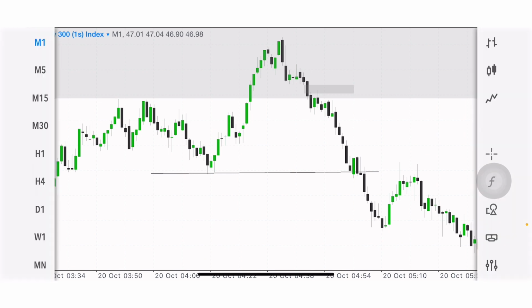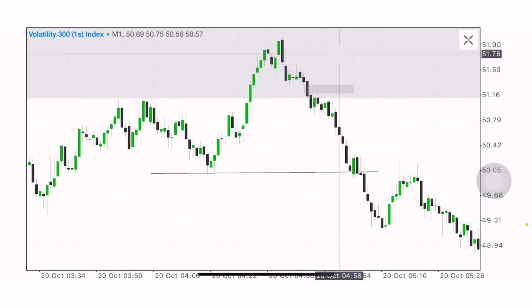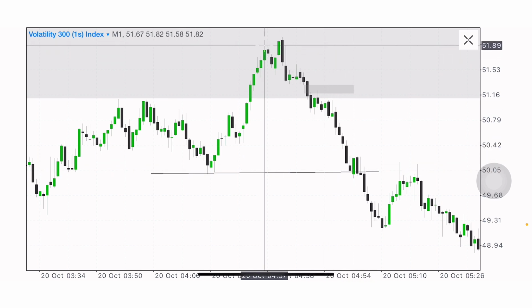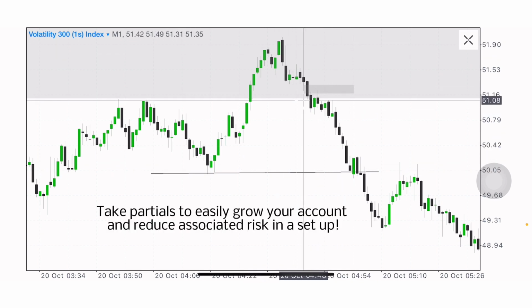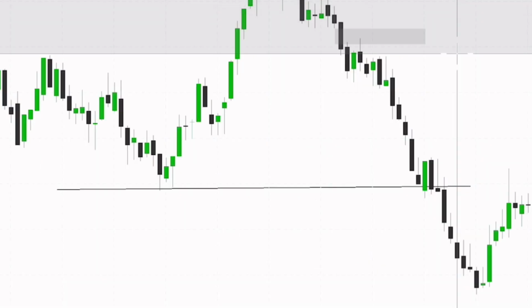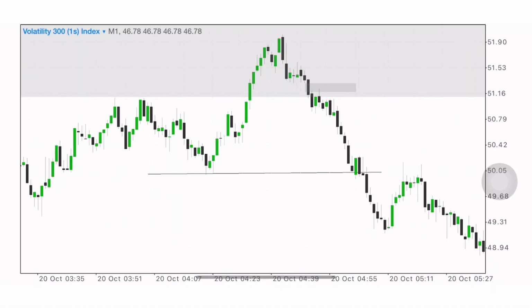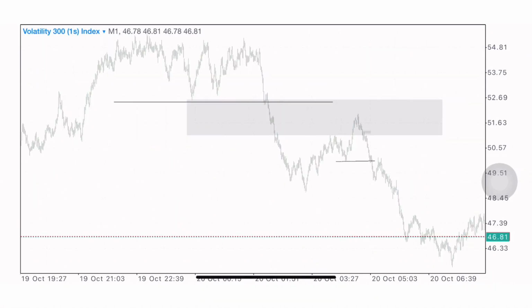So once you do this, make sure you take your partials. Yeah, take your partials. Once you get your fill, take your partials here, and you can set the trade to break even, or just leave it since you've taken out your partials. So let's say maybe you took out 50% or 80% or something. You still have trades to run to continue toward the direction of the high time frame trend.